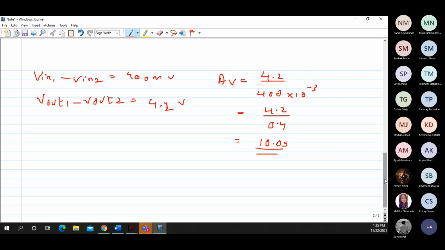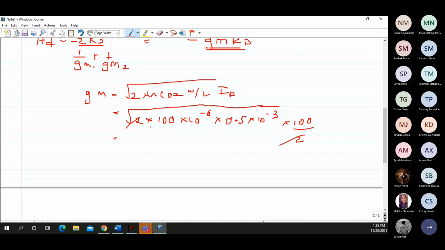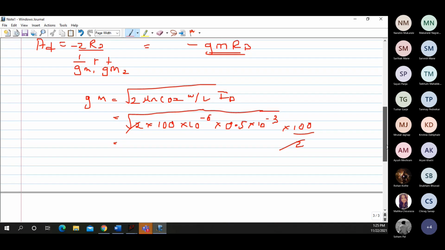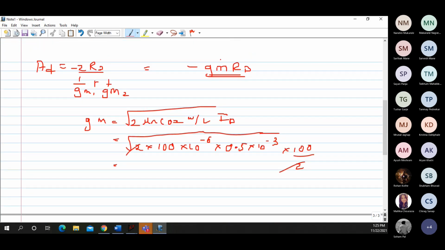Now this is the observed value. You can also calculate the calculated value. The formula is Gm times Rd, and Gm is going to be 2 mu n Cox W by L times Id, under a square root. When you substitute the values, mu n Cox is just one value, W by L is 100 by 2, and Id is 0.5 because ISS is 1 milliampere. So either ID1 or ID2 will be half of it. That is what we get here.